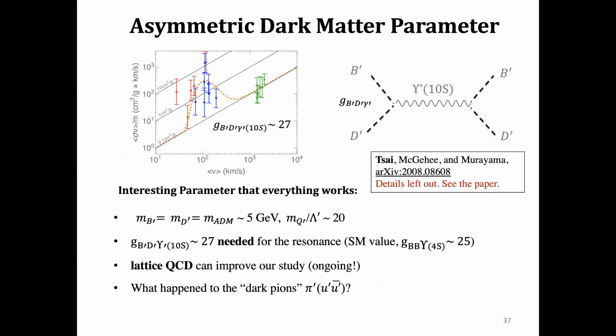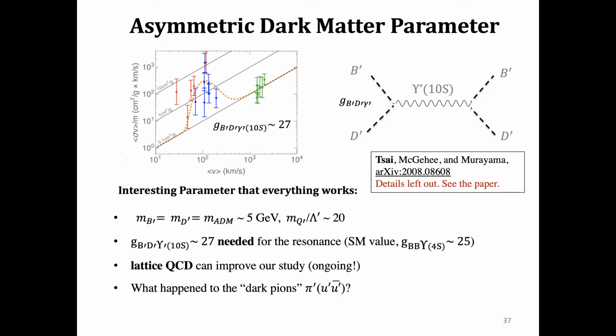And once you fix the dark matter mass, everything is basically fixed. You want your MQ prime over lambda to be about 20. And then you determine by these fits that the coupling you need is about 27, a dimensionless coupling. So B prime, D prime, upsilon 10s has to be about 27. And it's actually very close to the standard model B B upsilon 4s coupling. So this to me is quite a success, because even though you cannot calculate it, the one you need is basically the same as the standard model. So it means that the analogy to the standard model is very good.